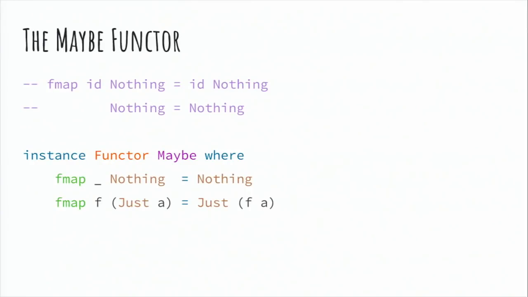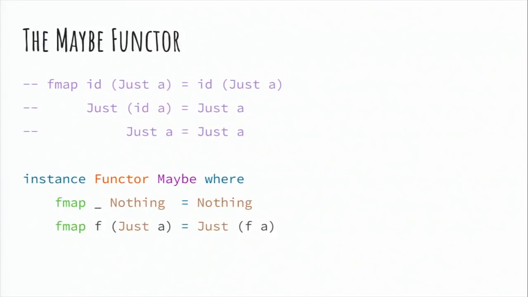You can look at the definition for fmap, and it says fmap underscore, as in don't care, Nothing, and on the right side it says Nothing. So we can replace, again, the left side with Nothing. On the right side we can do the same, because we know that the identity function always returns the stuff you put in. So we can replace that with Nothing as well. And Nothing equals Nothing, so this functor law holds for ID and for Nothing.